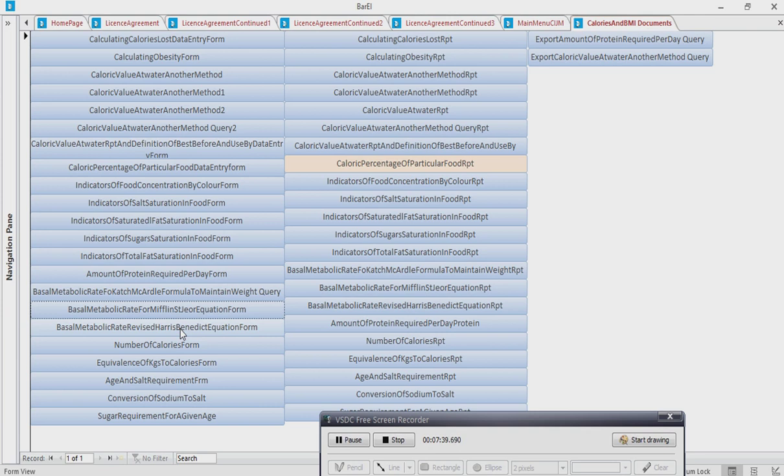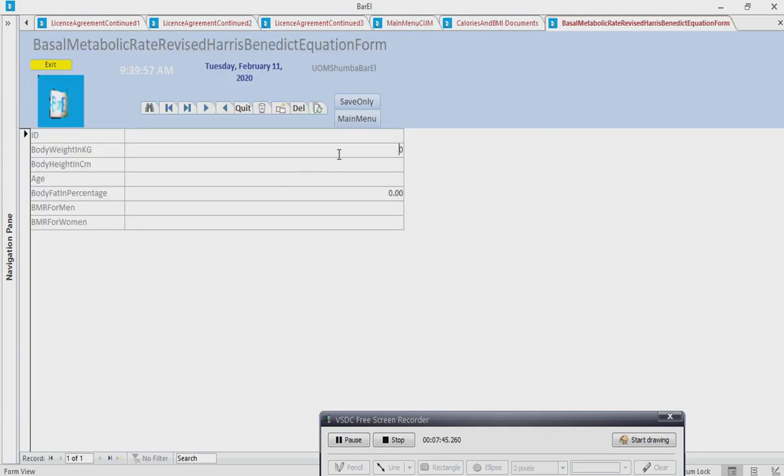Let us calculate the BMR using revised Harris-Benedict method. The body weight is 70, height 160, age 35, fat let us say 1.0. Then the BMR for men is 1595.3 and for women is 1439.013.